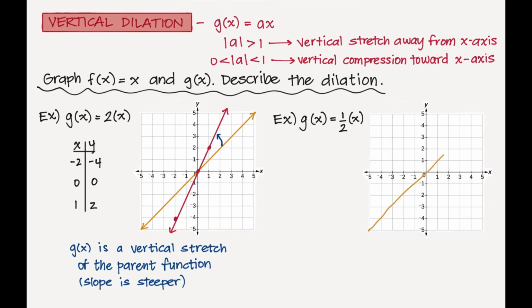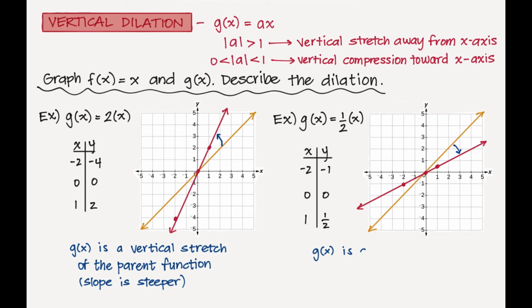All right, let's go ahead and look at our second example here. I'm going to draw that parent function, and then I'm going to choose those same points of -2, 0, and 1. And 1/2 of -2 is -1. 0 times 1/2 is 0, and 1 times 1/2 is just 1/2. So I can plot all 3 of those points there, and when I connect those points, notice how this line is actually lower than the parent function. It kind of looks like it's falling down almost flat. So it's getting closer to the x-axis.